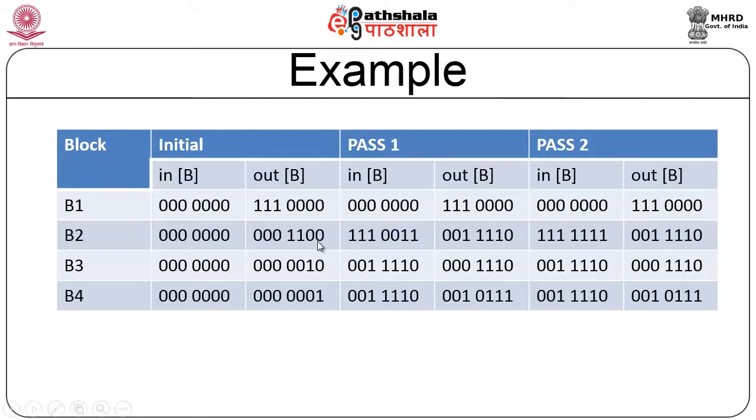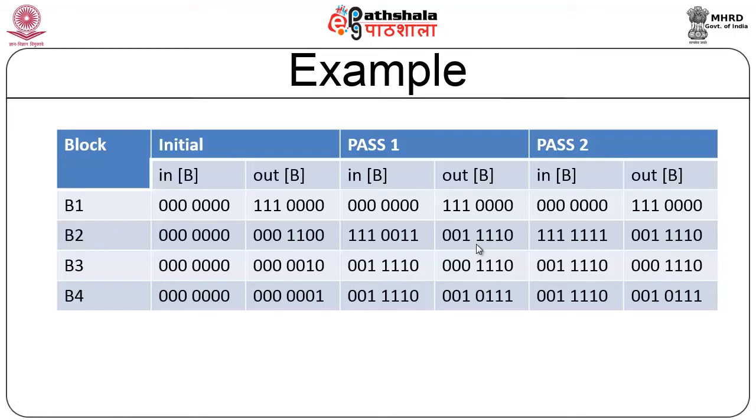But for B2, we have this, which is what we computed just now. B2's input is this one, output is this one. This is what we have computed, because in of B2 will be, as we said, out of B1, B3 and B4. Therefore, this is changed. Based upon this, this value is changed. So, this value and this value are not the same. Therefore, out of B2 has to go through one more pass.